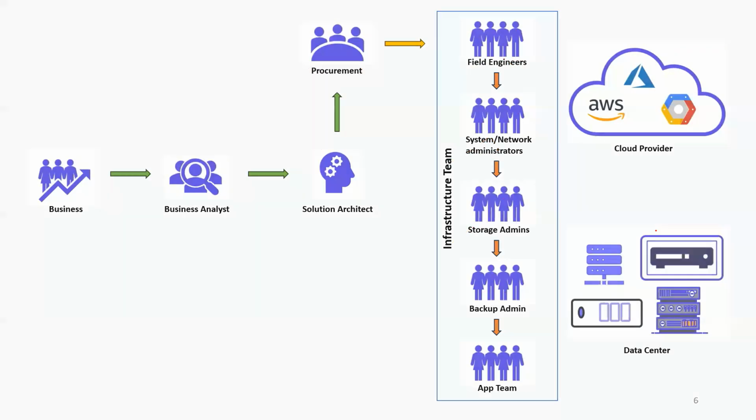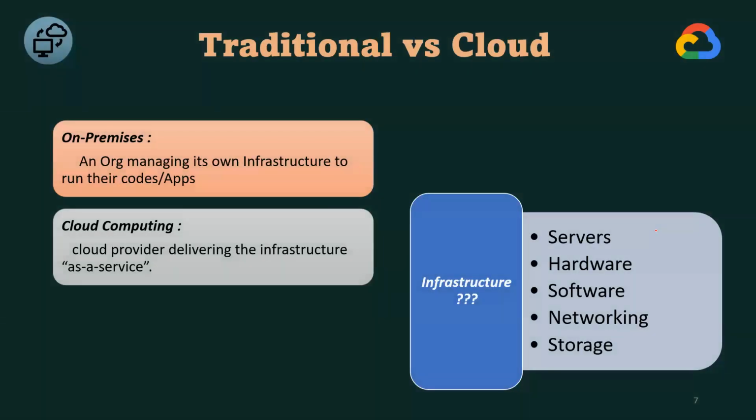Okay, if I have to say it in one single word, a traditional or on-premises working model is nothing but an organization managing its own infrastructure to run their code and applications. A very simple sentence, guys. An organization managing its own infrastructure to run their applications and code is nothing but a traditional working model.